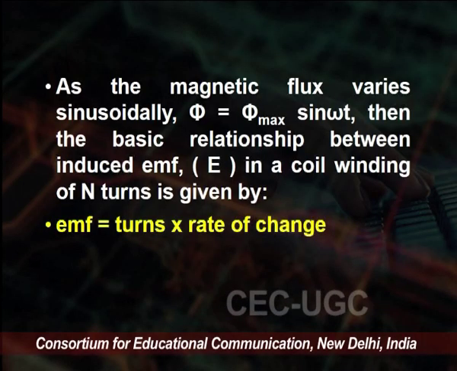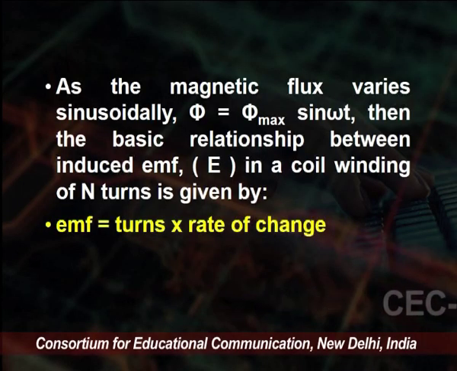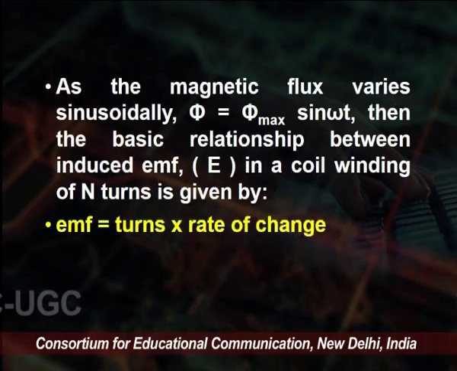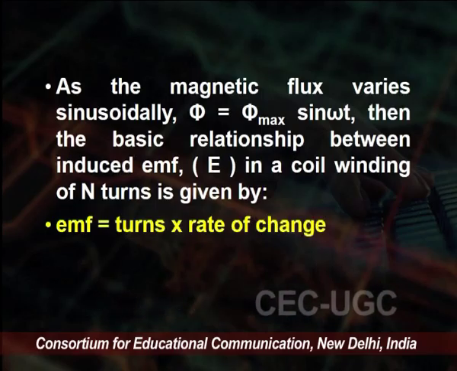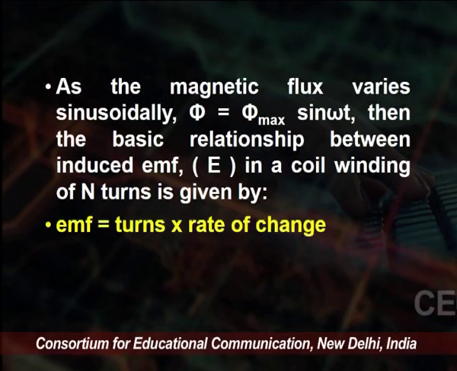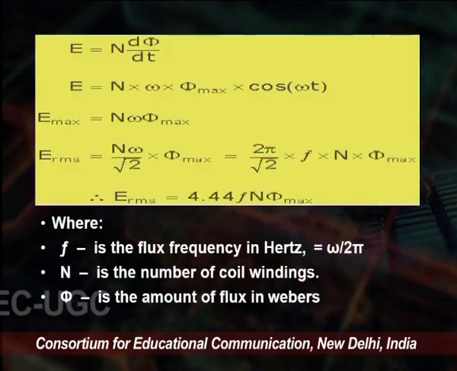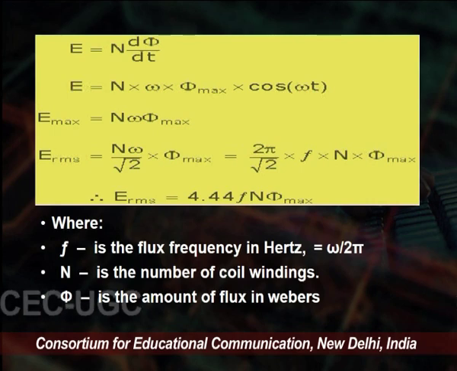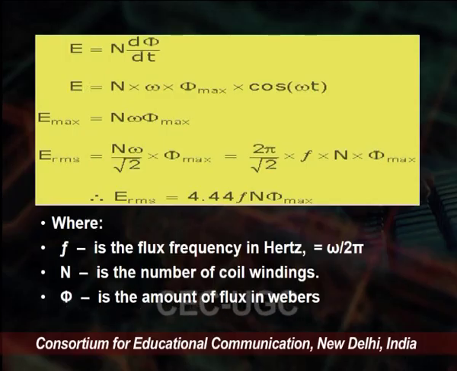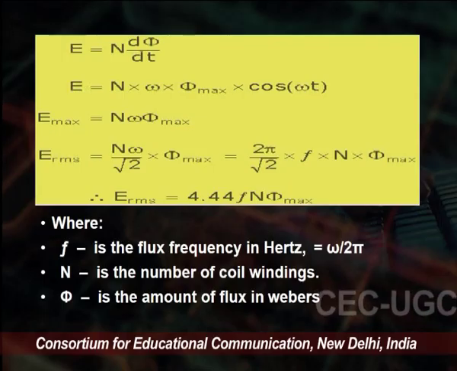As the magnetic flux varies sinusoidally, it is defined as phi equal to phi maximum sin omega t. Then the basic relationship between the induced EMF in the coil winding of N turns is given by EMF equal to turns times rate of change of flux. We know E is equal to N d phi by dt. We can write E is equal to N omega phi max cos omega t. Then E max is equal to N omega phi max.